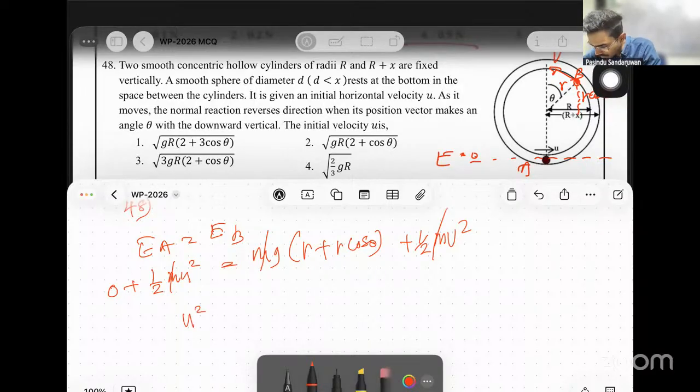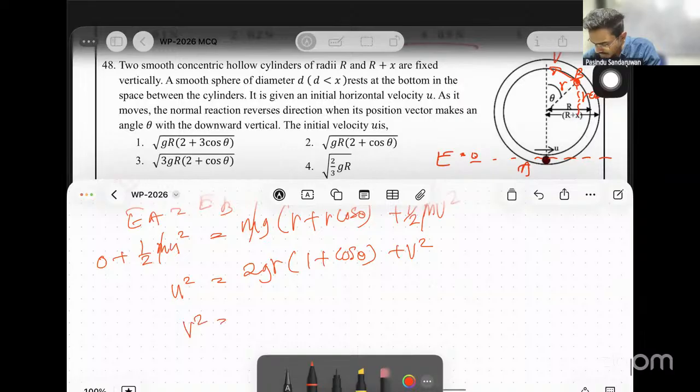Then this becomes u squared. And here r is common. If r is taken out, 2gr times (1 plus cos theta). And here v squared. Now for future reference, let's keep v squared as the subject: v squared equals u squared minus 2gr (1 plus cos theta). Say this is equation 1.